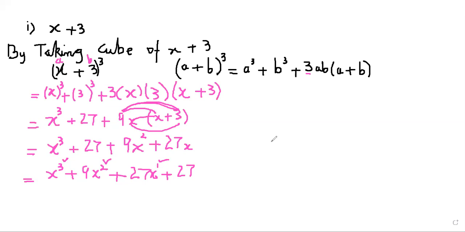If there is x power 0, according to the exponent law, it is equal to 1. So that is why we are not writing x power here. 27 multiplied by 1 is equal to 27. It is according to the exponent law. Move to the next question.